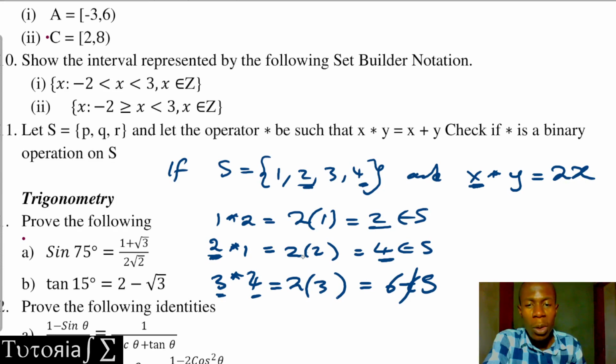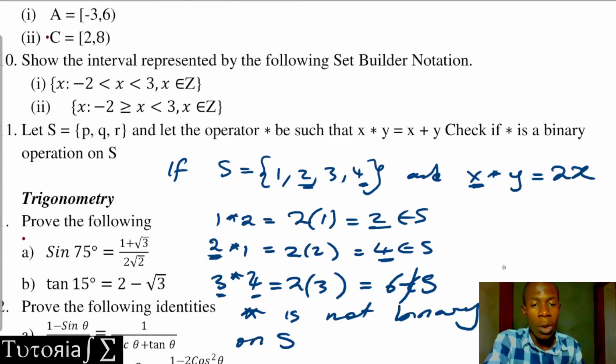So from here we can conclude that star is not binary on S. That is our conclusion. Simply because we got one element that was not part of this set, we conclude that star is not binary. We can give another example. I'm just going to give simple examples, then we'll see how we'll move on from there.